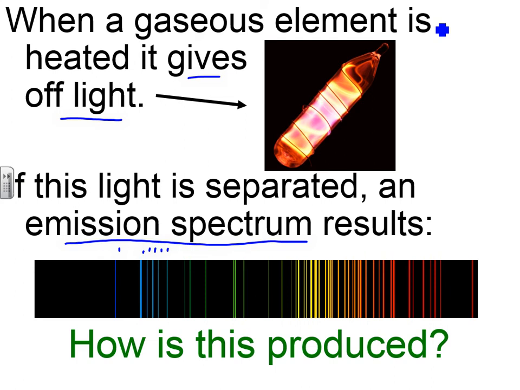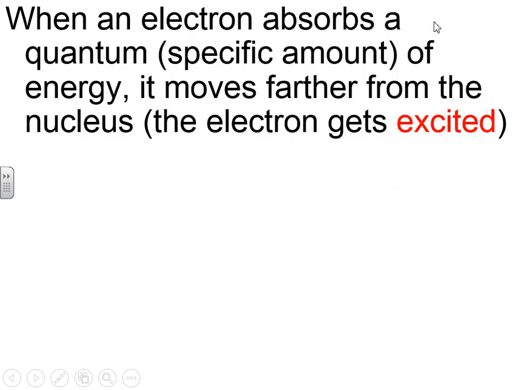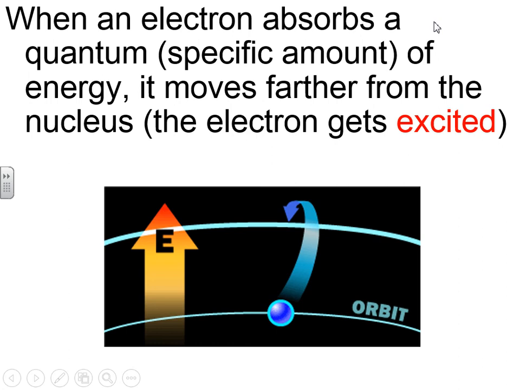So how is this produced? How are these lines produced is the question. The way they're produced is through a story that we'll tell here. First of all, when an electron absorbs a specific amount of energy, called a quantum, it moves further away from the nucleus. It gets excited, so the electron is now in an excited state. That's what you see happening here. You have a lower orbit, the electron gets excited and moves to a higher orbit.